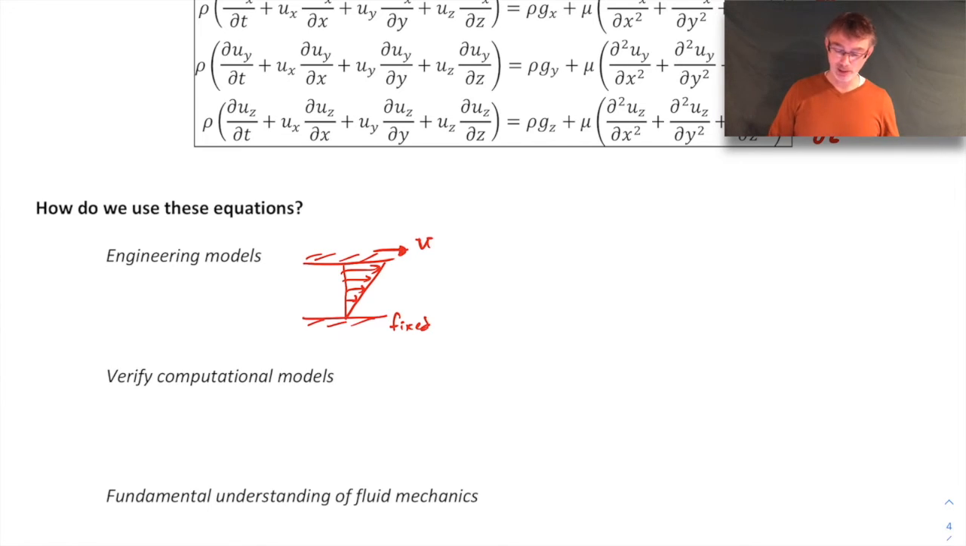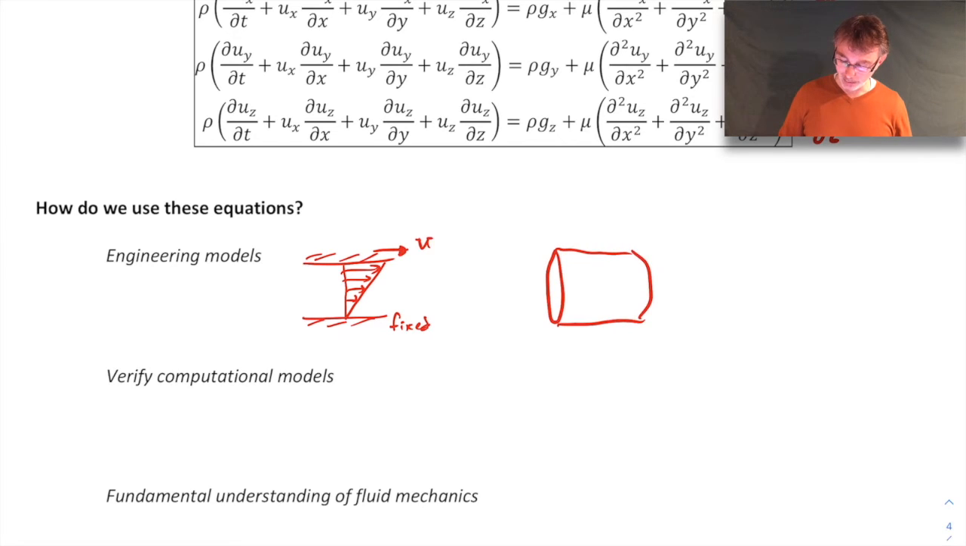Another one that's very common and very helpful for us is flow in a circular pipe. You can show that the velocity profile there is parabolic. We use that as a fundamental velocity profile for pipe flows, for example, laminar pipe flows. So we can use the Navier-Stokes equations for some very simple cases, and those simple cases can serve as models for real complex systems. So that's what I mean by how we use these equations.